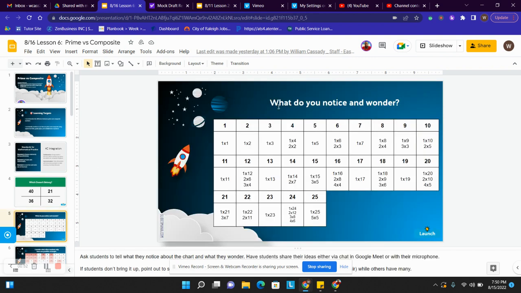All right. Next, look at this chart. We did this yesterday, 1 through 25. Tell me one notice and one wonder, at least one of both. If you want to do more, then that's fine as well. But give me one notice and one wonder about this chart from 1 to 25.